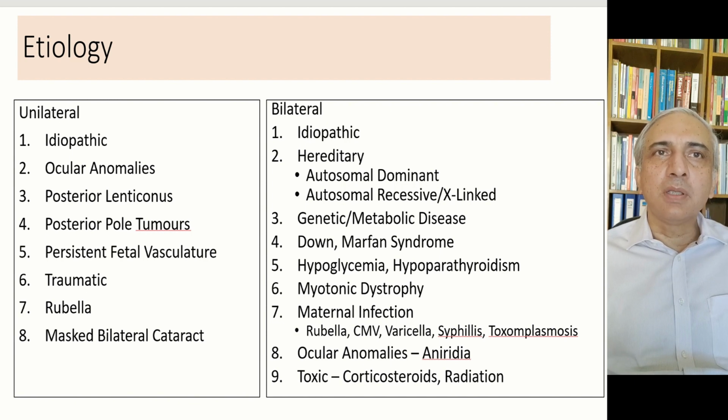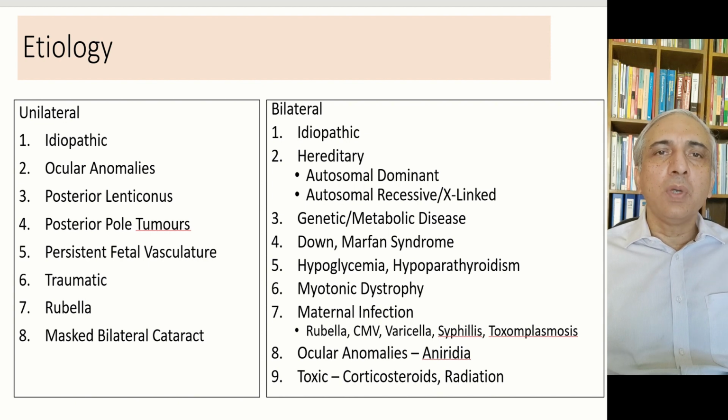You can get them with metabolic changes like hypoglycemia, hypoparathyroidism, which changes the calcium in the body, and myotonic dystrophy. Maternal infections typically come under the TORCH syndrome, which is toxoplasmosis, rubella, CMV, varicella, and syphilis. Then you have ocular anomalies, which we discussed before, like aniridia; they can present as unilateral or bilateral. And then obviously toxic causes, which can be corticosteroids or radiation therapy.